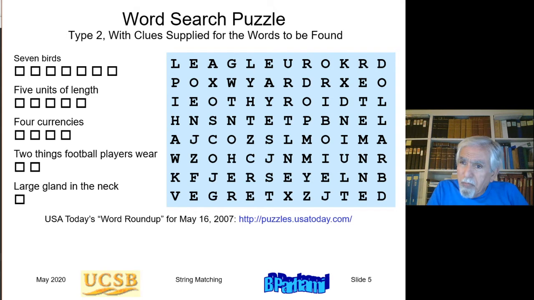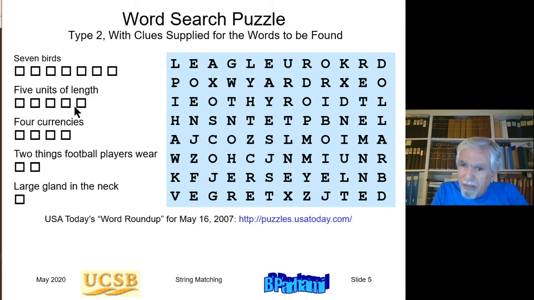So this word search puzzle is from USA Today, the newspaper. It's called Word Roundup. It's not a straightforward word search puzzle in the sense that the clues given are not words. You're not asked to find specific words in the puzzle, but the words are defined by categories. So this makes it a bit more challenging because you don't know what words you're searching for. So in this particular puzzle, you're looking for 7 birds. So you don't know which particular birds. So it's sort of one step removed from direct search.